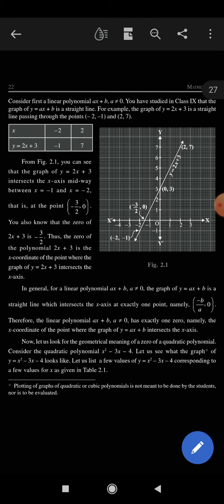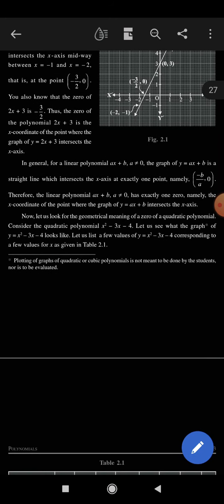You can see that the graph of y is equal to 2x plus 3 intersects the x-axis midway between x is equal to -1 and x is equal to -2, that is at the point (-3/2, 0). You also know that the zero of 2x plus 3 is -3/2. Thus the zero of the polynomial 2x plus 3 is the x coordinate of the point where the graph of y is equal to 2x plus 3 intersects the x-axis.